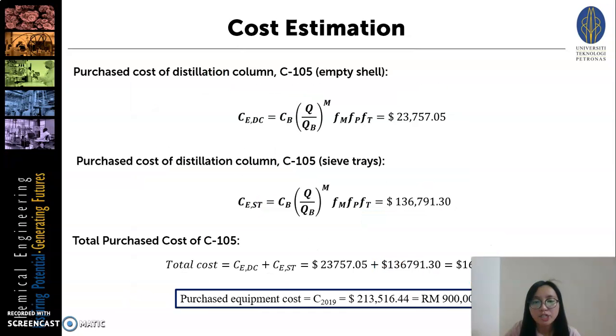The total purchase cost, which includes the empty shell and sieve trays of the column, is calculated. The purchase cost of the equipment with reference to the year 2019 is about 900,000 ringgit Malaysia.